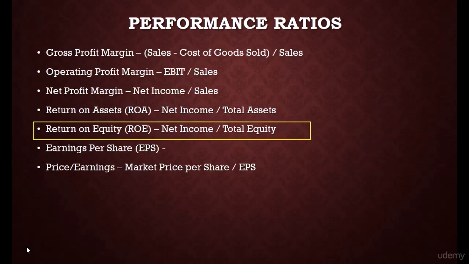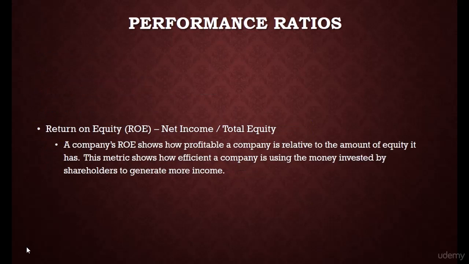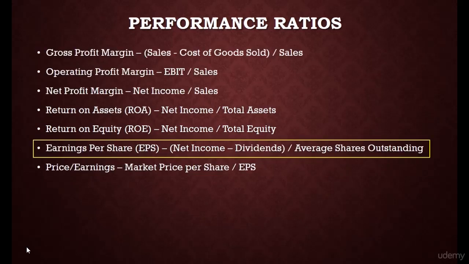And next we have our return on equity, or ROE, which is similar to our ROA. It's our net income divided by our total equity instead of total assets. So a company's ROE shows how profitable a company is relative to the amount of equity it has. This metric shows how efficient a company is at using the money invested by shareholders to generate more income.